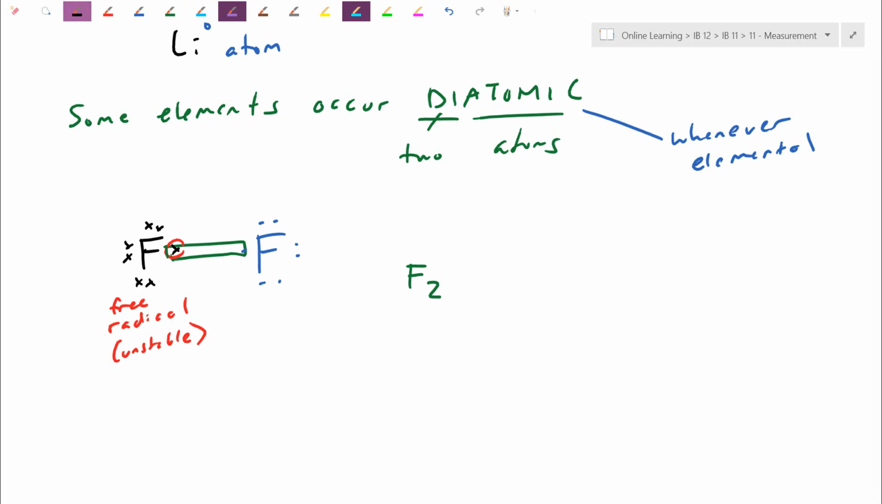Let's say I bond a fluorine with an alkali metal. I can have LiF. Don't come along and say, oh, fluorine has to be diatomic, F2. Remember, it only needs to be diatomic whenever it is by itself.